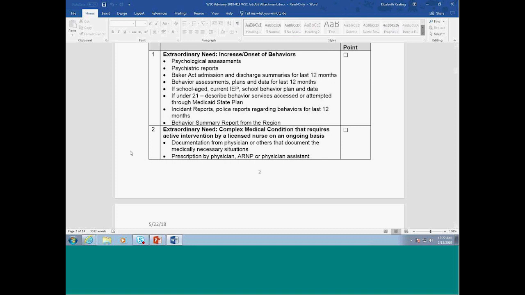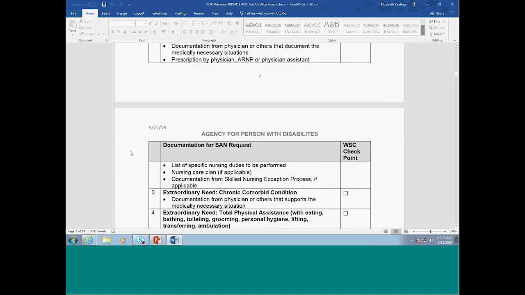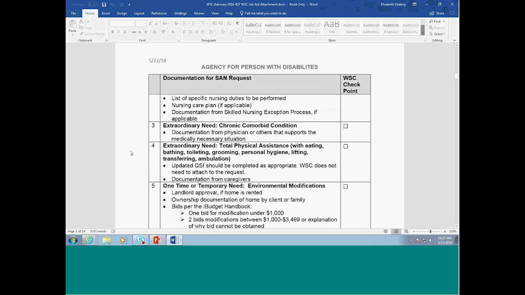And so, some of the documentation we need is documentation from the physician or others that documents the medical necessity. We have to have a prescription by the physician, ARNP, or physician assistant. We need a list of specific nursing duties to be performed, and a nursing care plan if applicable.